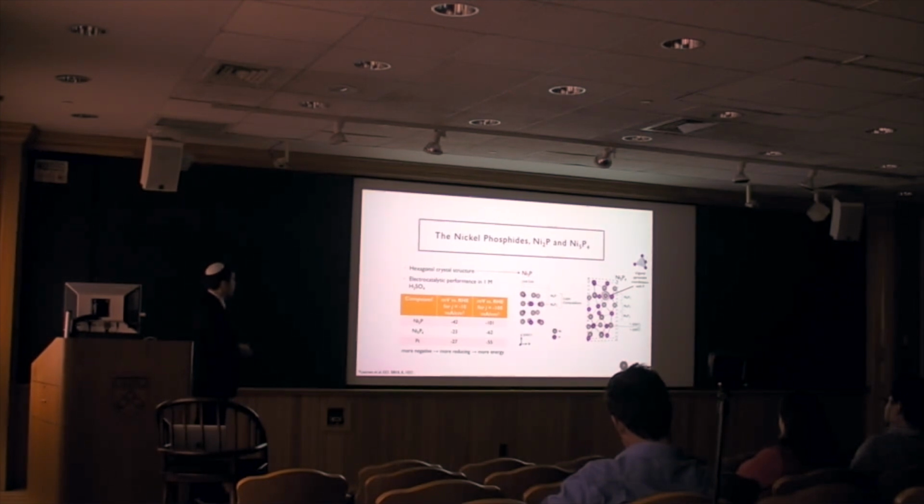And so what you can see is that Ni2P requires -42 millivolts for 10 milliamps per centimeter squared, and for 100 it needs -100 millivolts. And the key thing you can see here is that this number should decrease. If this reducing potential becomes smaller, that means you have to apply less energy in order to generate hydrogen gas.